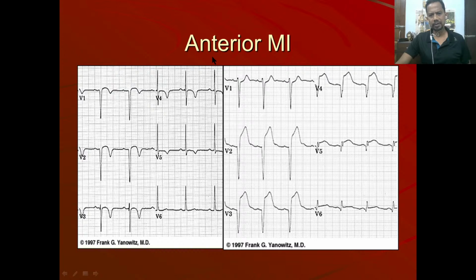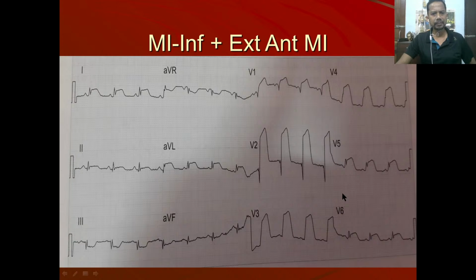And after some time this is the same ECG. So the patient developed ST elevation out here also. Now I can say this is anterior MI. Inferior MI, extensive anterior. So everywhere there is elevation. In all the leads there is elevation. Extensive anterior and inferior MI.